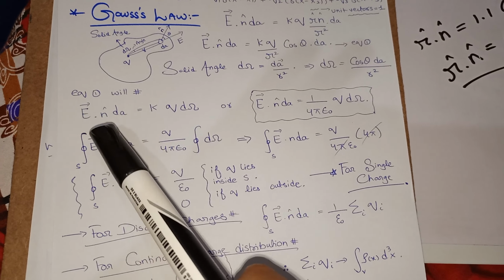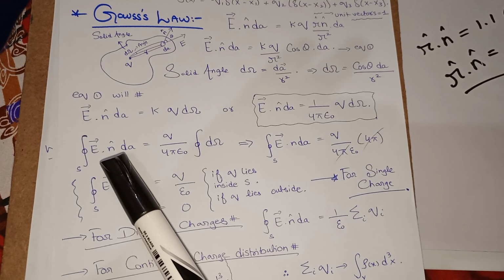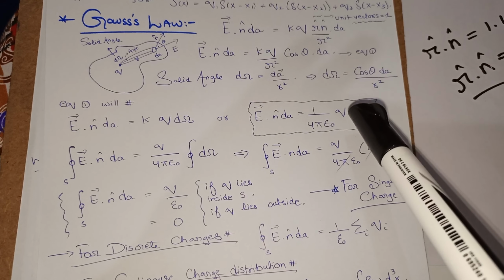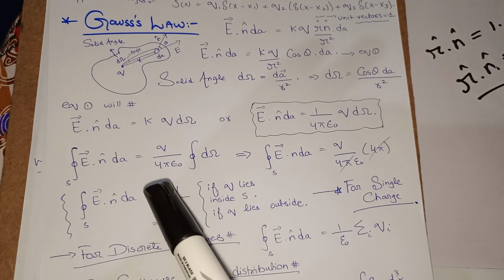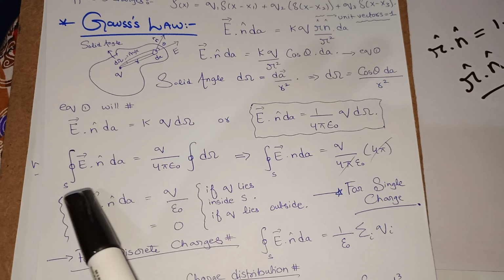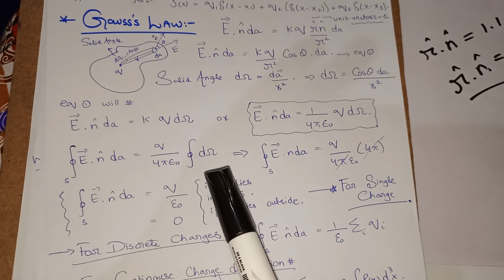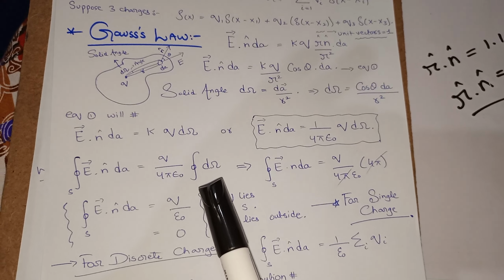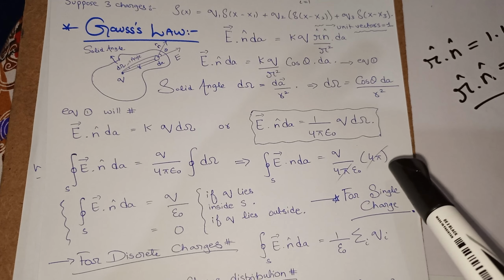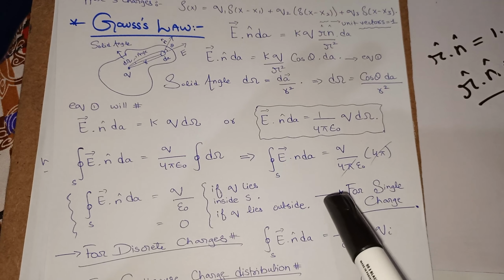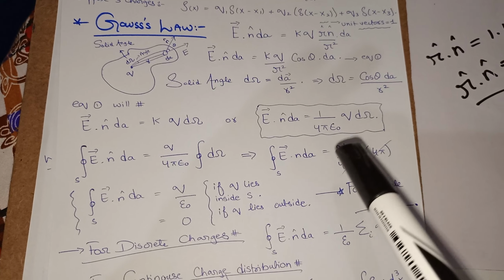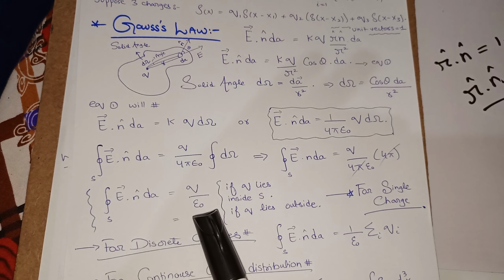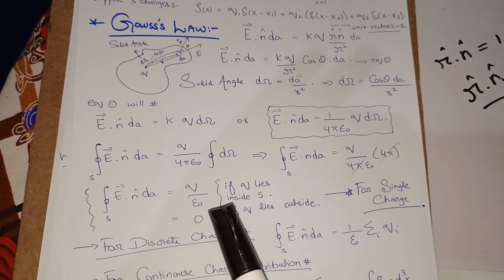So just take the surface integral of your electric field per unit area. The electric field, we already found, is q by 4 pi epsilon naught, and you have to take the surface integral over d omega, which is the solid angle. Because it's a sphere, its value is 4 pi, which cancels with the 4 pi, and you will finally get q by epsilon naught. So this is the final form of Gauss's law, charge per epsilon naught.